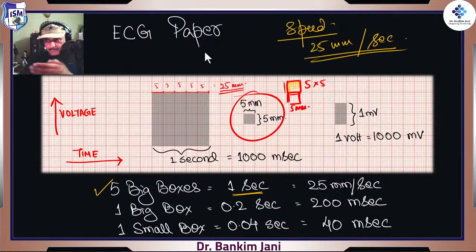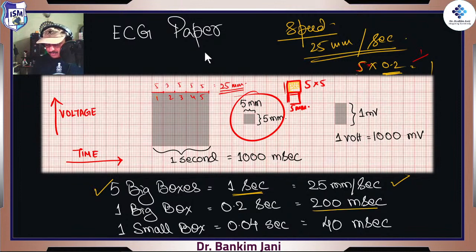So in 1 second, that paper would move 25 millimeter, 25 millimeter, 25 millimeter. That's how it will go. Okay, so that part is good. Now these are 5 big boxes: 1, 2, 3, 4, 5. So 5 big boxes in 1 second. So 1 big box is 1 divided by 5, that is 0.2, right? 5 into 0.2 is 1. So every box would be 0.2 second, that is 200 millisecond, because 1 second is 1000 millisecond. So 200, 200, 200, 200, 200, done, 1 second of journey completed.